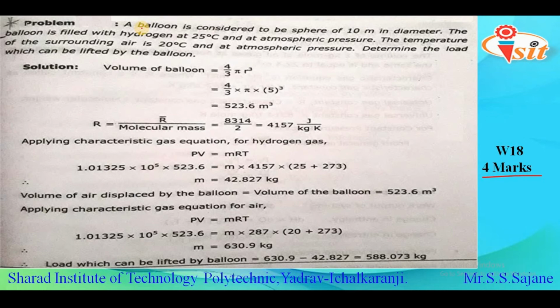So the question is as follows: a balloon is considered to be a sphere of 10 meter in diameter. The balloon is filled with hydrogen gas at 25 degrees Celsius and at atmospheric pressure. The temperature of the surrounding air is 20 degrees Celsius and at atmospheric pressure.